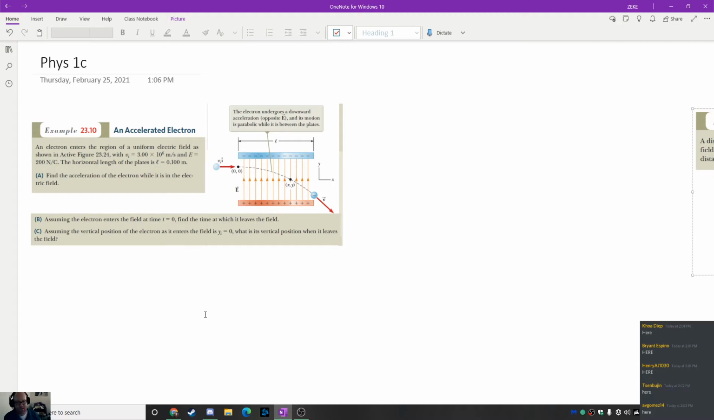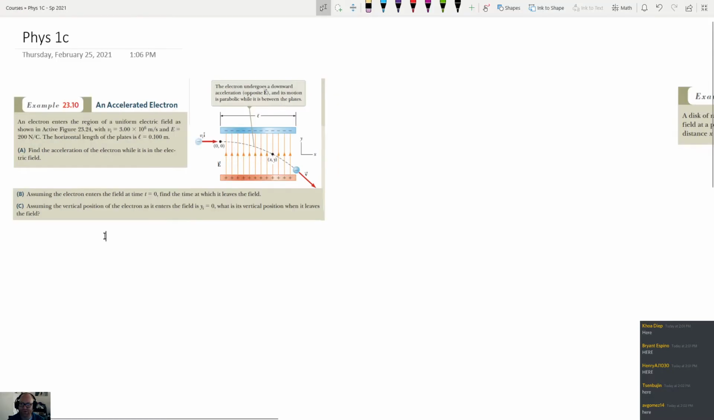Okay, so this is the first problem we want to look at. Accelerated electron. Hopefully you can all read this okay. I'm going to go full screen here. An electron enters the region of uniform electric field as shown in the picture. So we've got these two plates right here, one positive and one negative. Such an arrangement can be produced if you attach a battery with leads going out to two different metal plates. So you've got these two metal plates right here, and they produce a uniform or nearly uniform electric field between the region, pointing up like this.